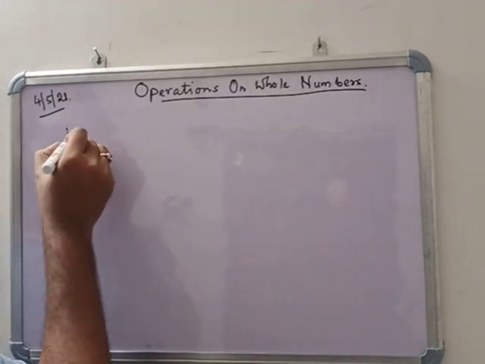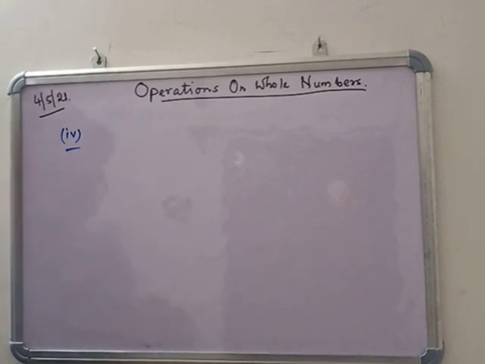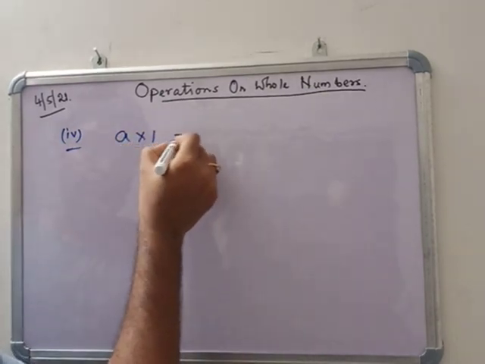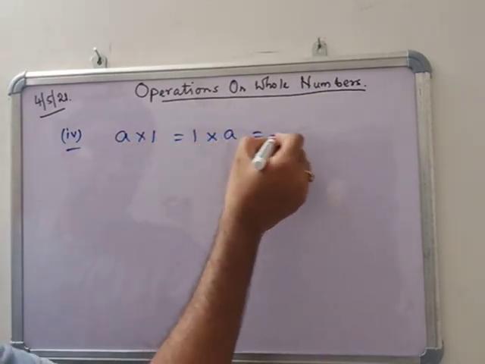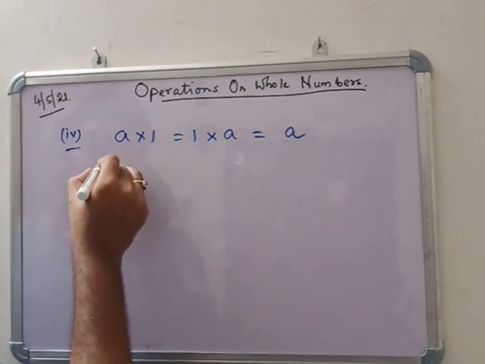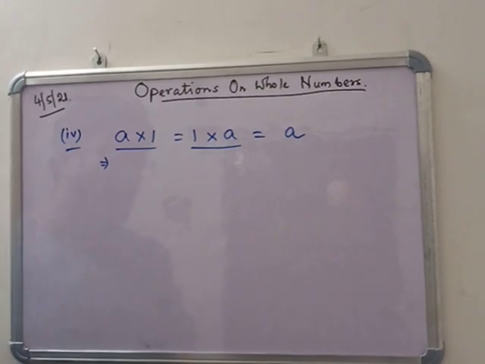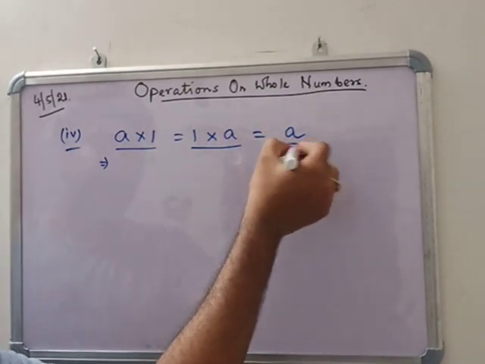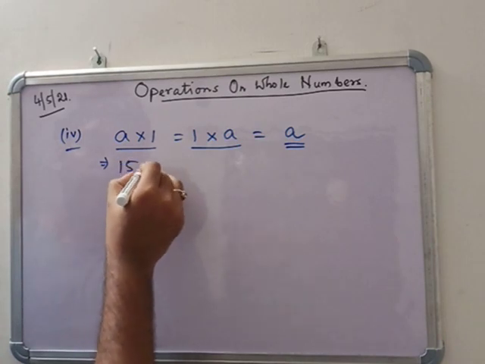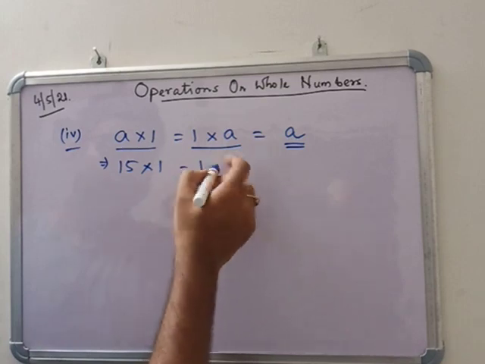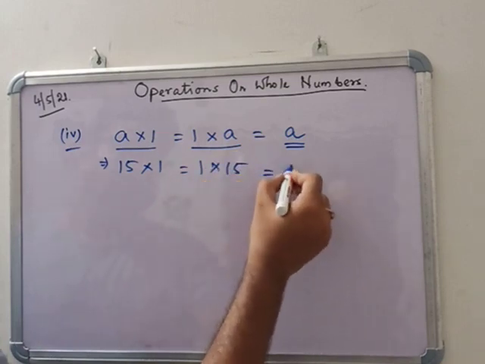Now in number 4, see the existence of the multiplicative identity. That means A into 1, or 1 into A, equals A. If we multiply any number with 1, or 1 into any number, we will always get the same number. Suppose 15 into 1 equals 1 into 15, that means 15.